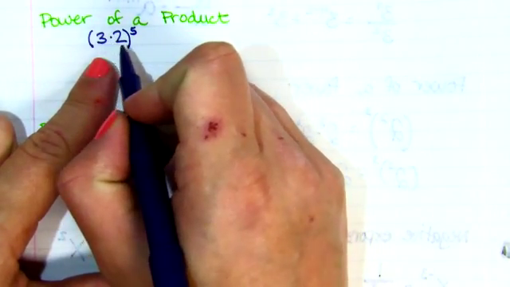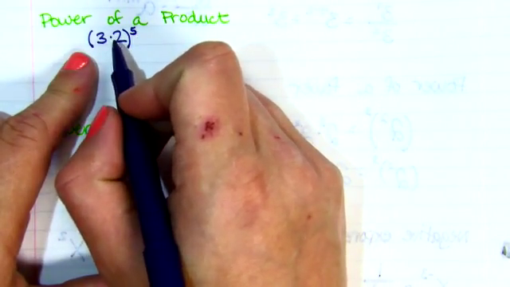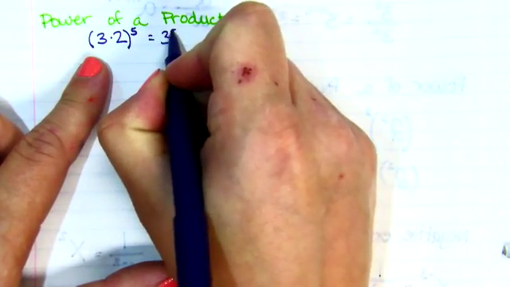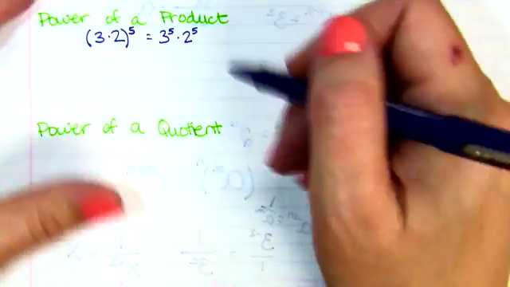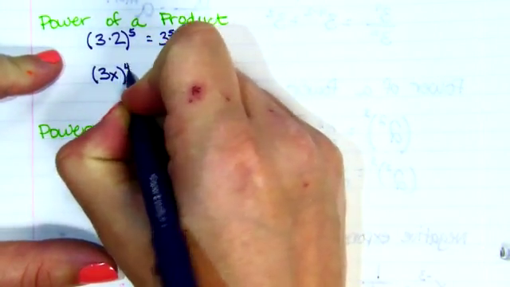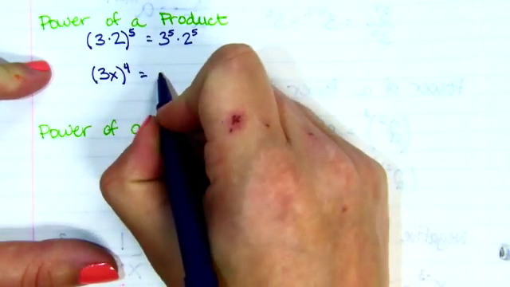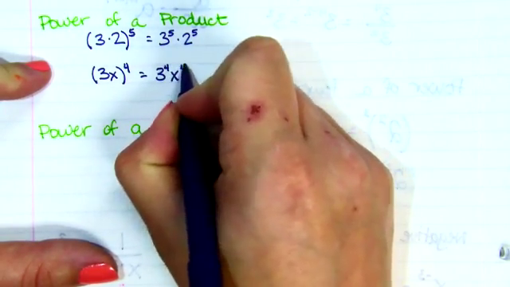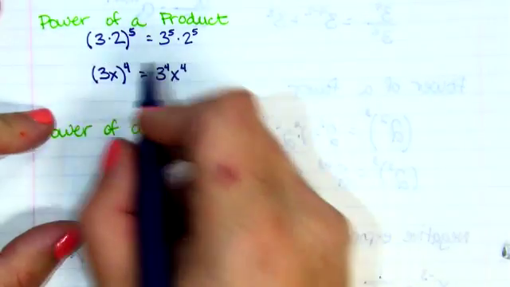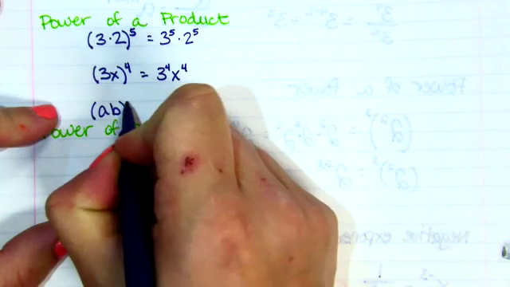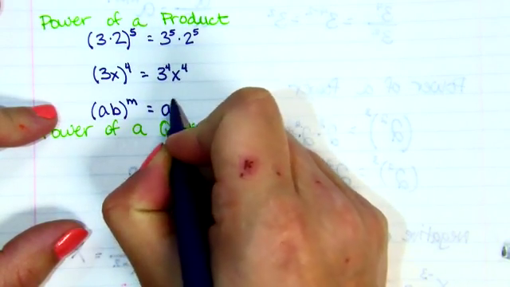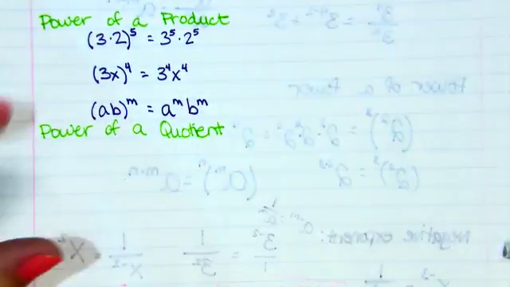So if I had 3 times 2 to the 5th power, now of course I could do 3 times 2 and get 6 to the 5th, right? But this could also be written as 3 to the 5th power times 2 to the 5th power. In this situation, not necessarily helpful. However, if I had 3x to the 4th, this is where it could be more useful. 3 to the 4th times x to the 4th. Or a way of showing this with only algebra, if I had ab to the m power, this becomes a to the m times b to the m.